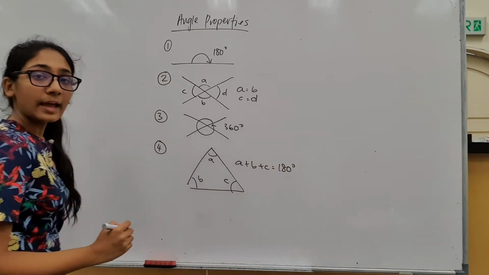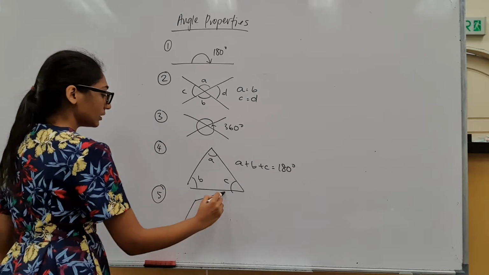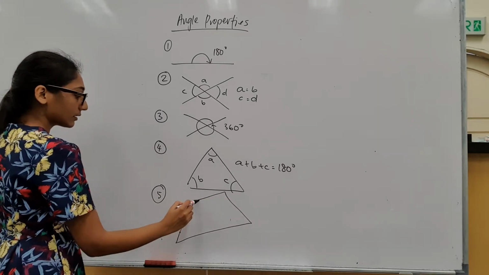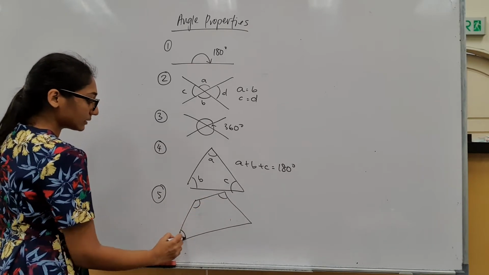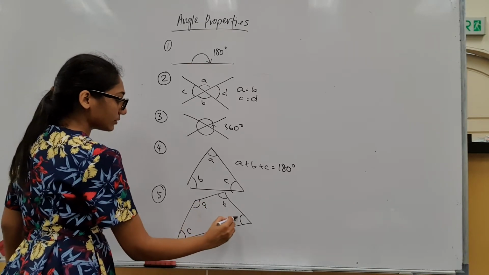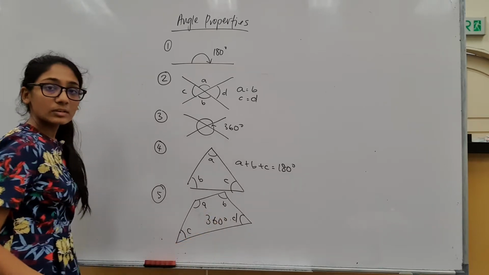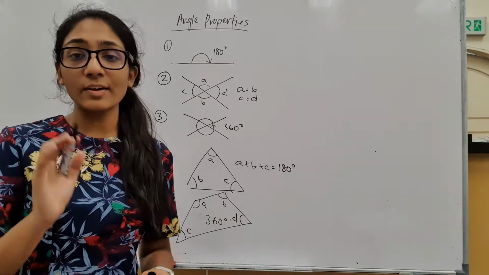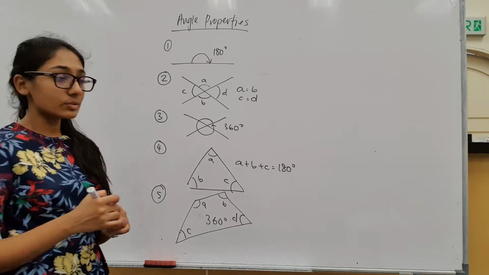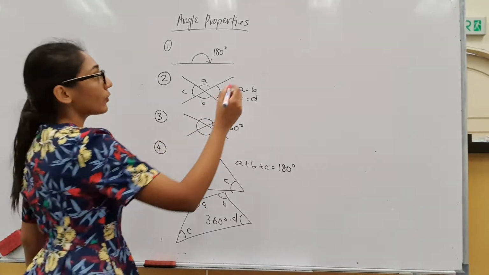Okay, and then we also looked at a quadrilateral. A quadrilateral is a shape with four sides. They sum up to 360 degrees. No matter what shape they are, as long as they have four sides, they will equate to 360 degrees.